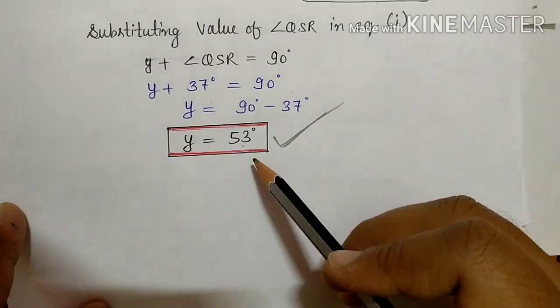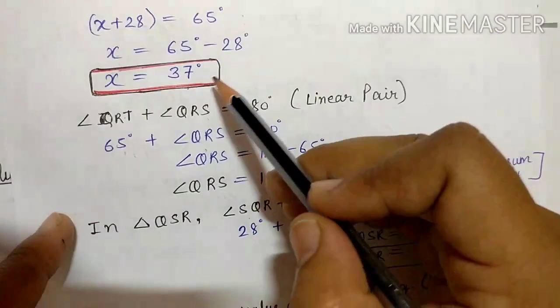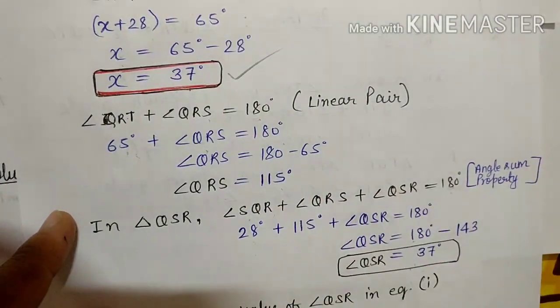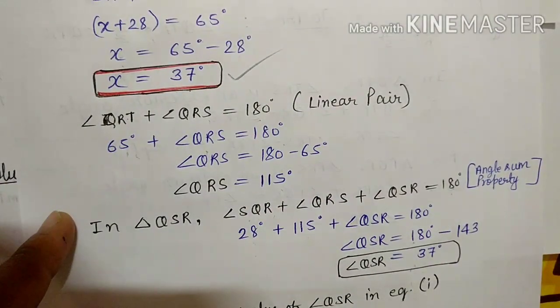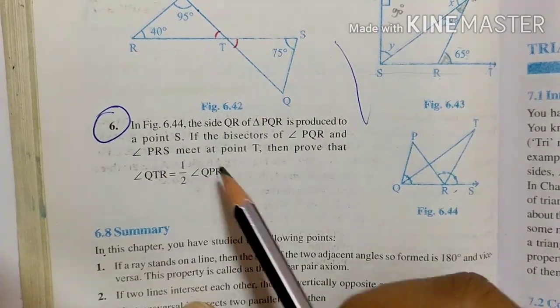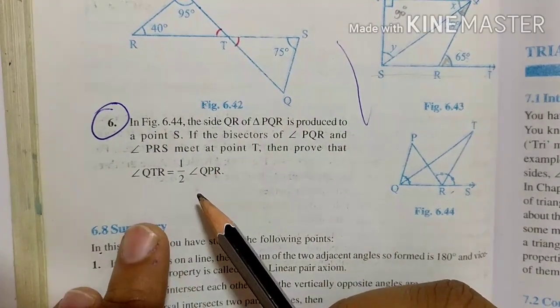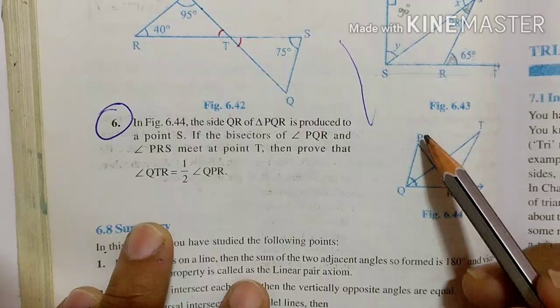So in this way we have found the value of Y also, and we have found the value of X also. So we completed our question number 5 also. Now we are doing question number 6 of this exercise, which is the last question of this chapter also. Just check, this figure is given.